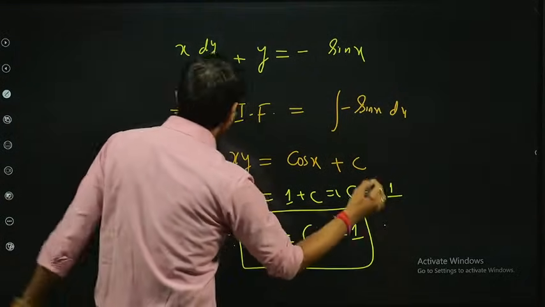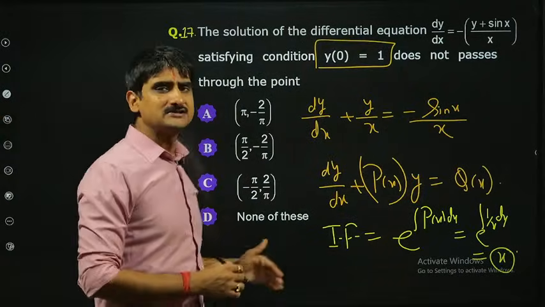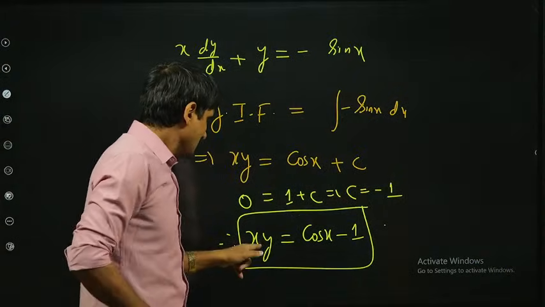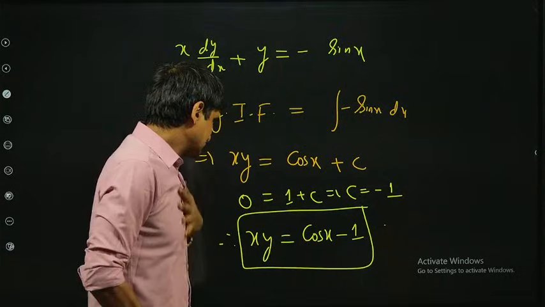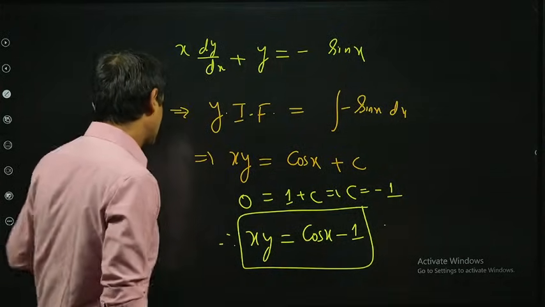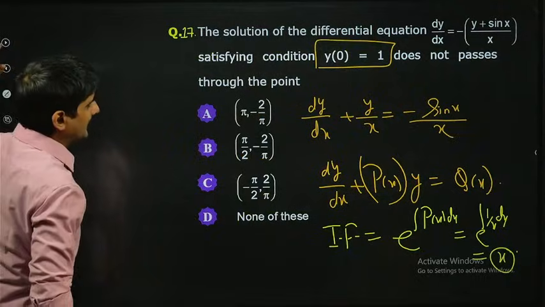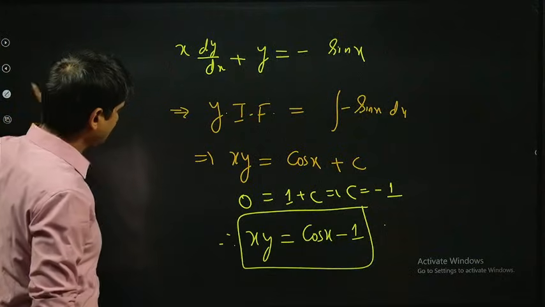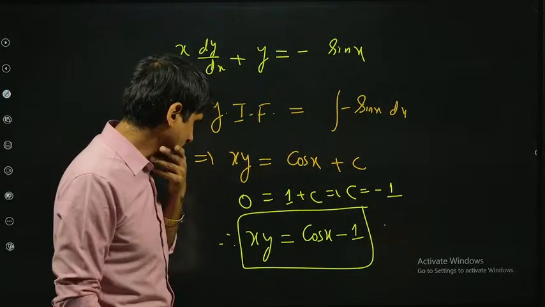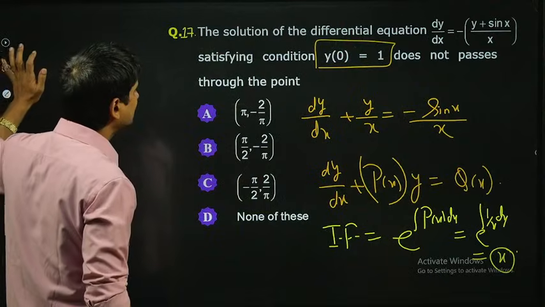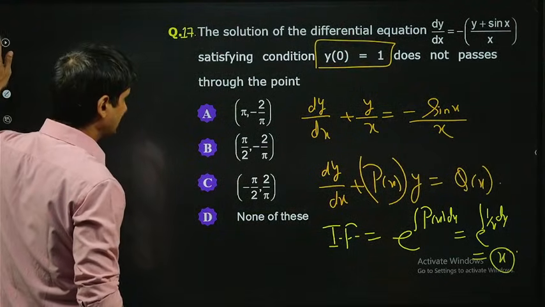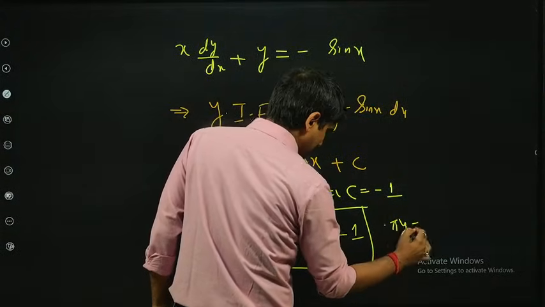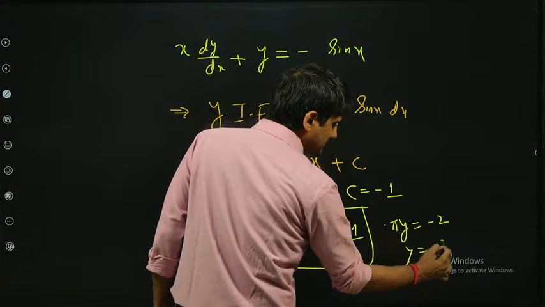Now see, the question is which among these points does not pass through it. So let's satisfy. If I put x is equal to pi here, so it's pi y, and then that is cos pi minus 1, which is -2. Okay, so nah, that won't satisfy. If I go for this pi by 2, so x is pi by 2. Wait for a minute. -2 by pi seems to be satisfying. No, bacho. Just let's try. Put x as pi, y is equal to -2, so y is -2 by pi.